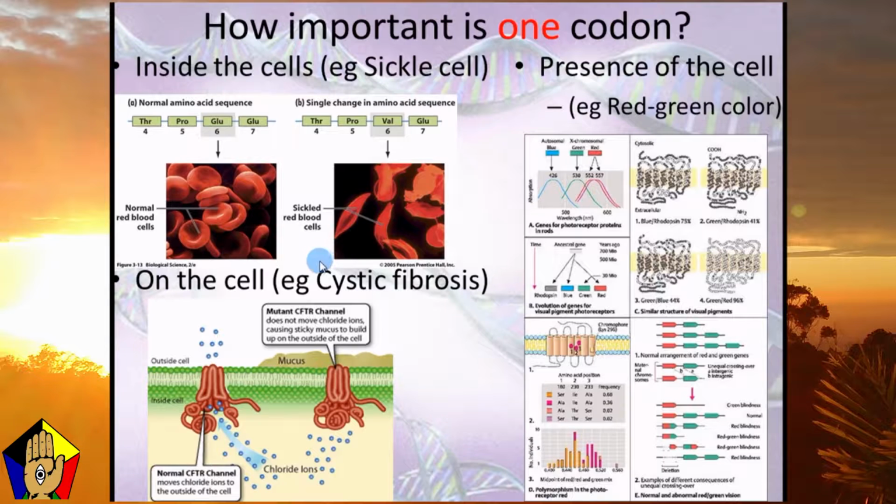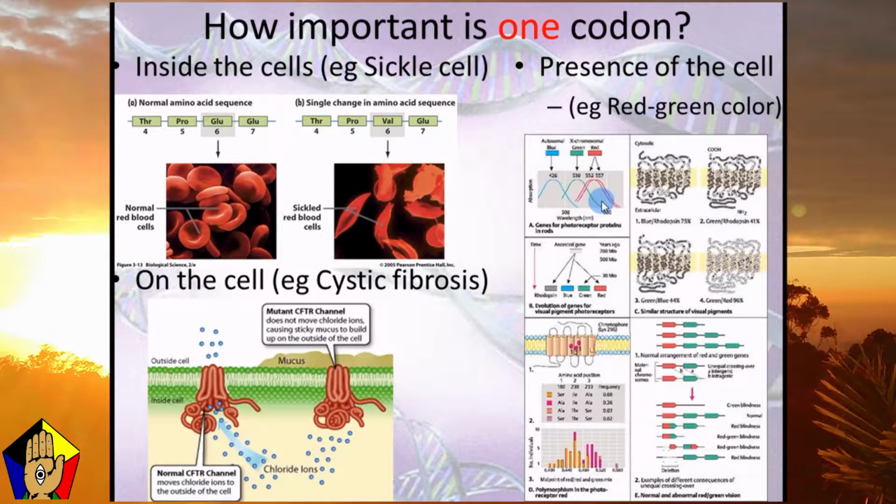And then other things we'll talk about, like cystic fibrosis. All it takes is one codon to be wrong, and they can't move chloride efficiently. So it can be things inside the cell that go wrong because of that one codon. It can be things on the surface of the cell that go wrong. It can even be the presence of the proper cells that can be wrong, like in red-green color blindness, and we'll talk about this later too. Some people are just missing the appropriate pigment because they don't have the appropriate genes to make pigments that detect red or detect green. And we'll talk about how you get that.